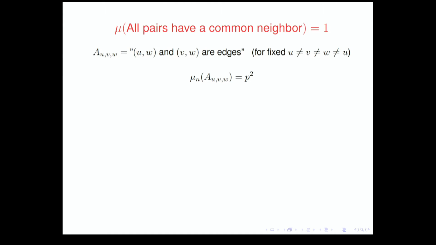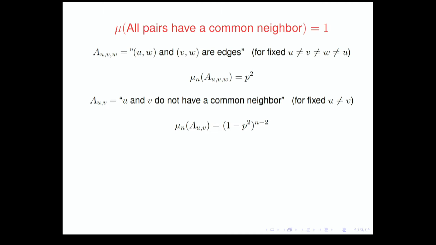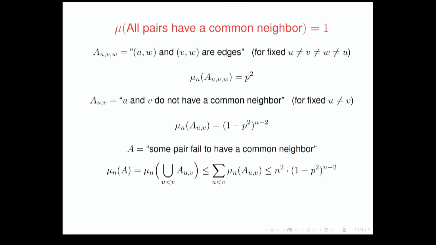All pairs have a common neighbor. Let's say 3 vertices are different, and let's say they are all edges. This has probability p squared. Now, the probability that u and v do not have a common neighbor: the probability that w is not a common neighbor is this, and you have n minus 2 possibilities for different vertices, and these are independent events. So you get that. And then you apply again the union bound.